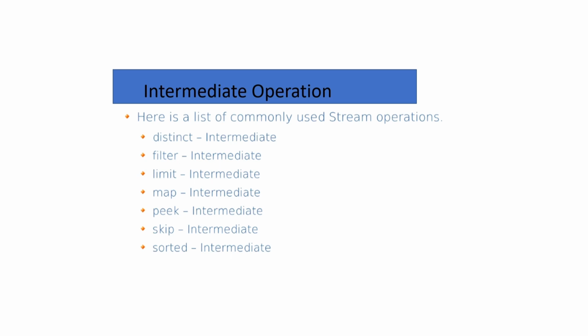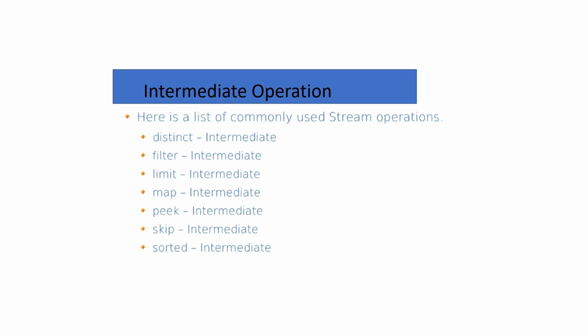Limit: if you want only a specific number of elements, you can limit, and you need to pass a specific figure here. Map internally uses a Function interface, which helps us convert one form to another. Peek: if you want to pick the uppermost element, you can use peek. Skip: if you want to skip certain elements from the stream, you can apply the skip intermediate operation.